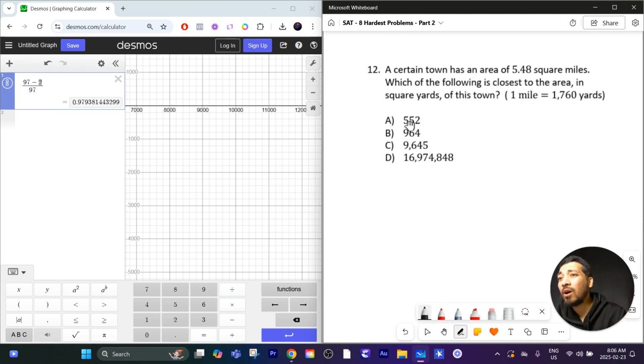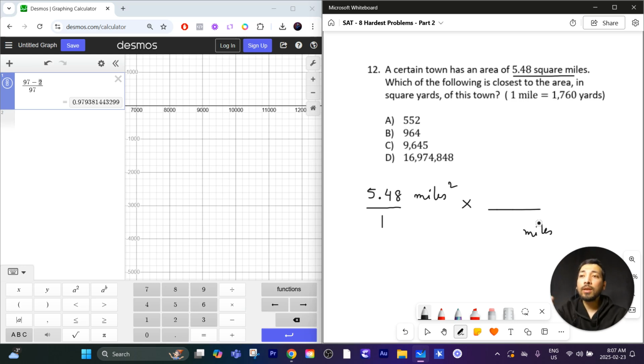A certain town has an area of 5.48 square miles. Which of the following is closest to the area in square yards of this town? Now, whenever we need to do any unit conversion, always try to cancel out the terms that you don't need and replace them with the unit that you need. So the strategy is, we always set it as a fraction. 5.48 square miles. So I can write miles squared. And now this 5.48 is just a number. I'll just write it as a fraction. So I write this number over 1, times, I don't need this miles, so I keep it at the bottom. I put miles at the bottom, and on the top, I'll write yards. I need yards over here.